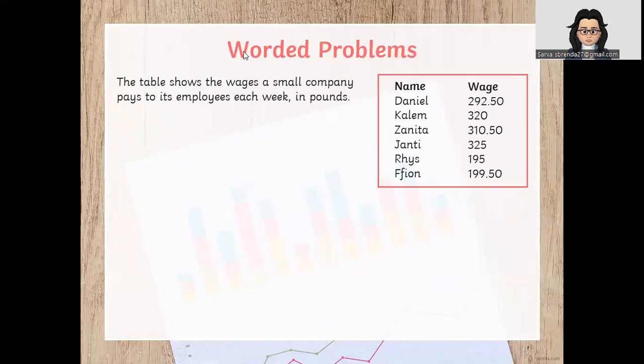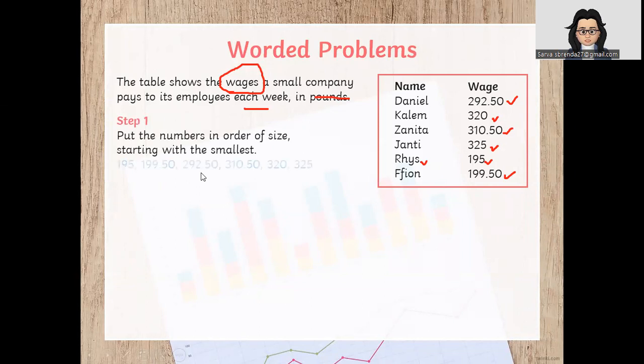Now, this is the last question here, and it is a worded problem. Let's have a look. The table shows the wages. Wages means salary. A small company pays to its employees each week. So in pounds, we just change it to ringgit. So Daniel earns this much. Kalim earns this much. Zanita earns this much. Janti earns this much. Rice, 195. Fionn, 199.50. So what are we supposed to find?